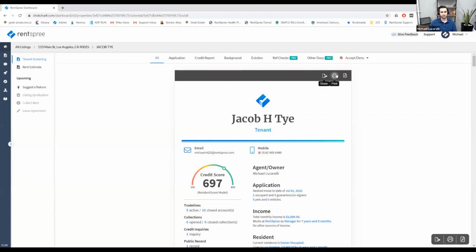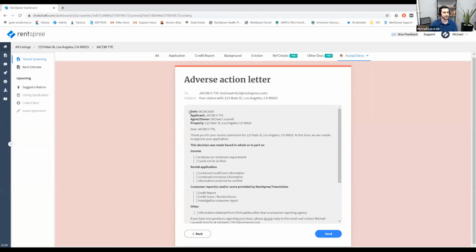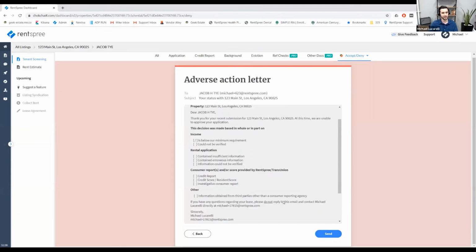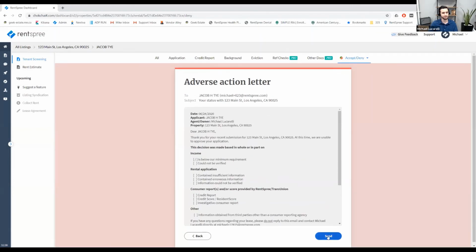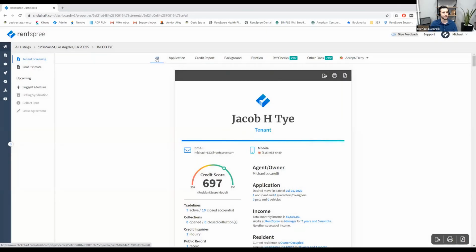But of course, you could still always print the reports or save them as a PDF if you like to do so. And then let's say you want to make a decision about an applicant, you can click accept or deny right here. If we don't really like this applicant, they're not meeting the minimum criteria, we can hit deny and select the reason why. And then you're going to get a sample email that you can review, and if you like it, you can send it off. And now we've just sent that adverse action letter directly to the applicant through Rentspree.